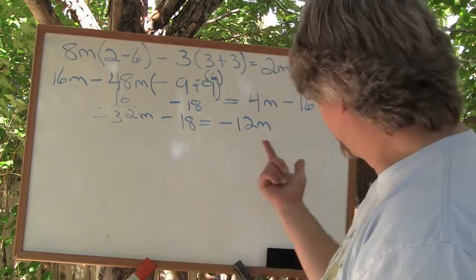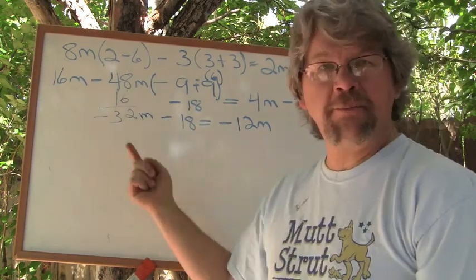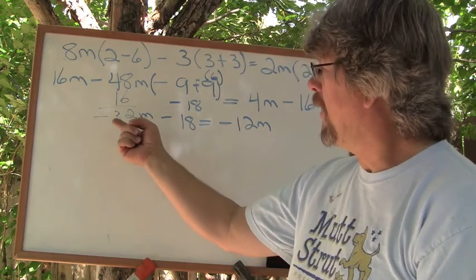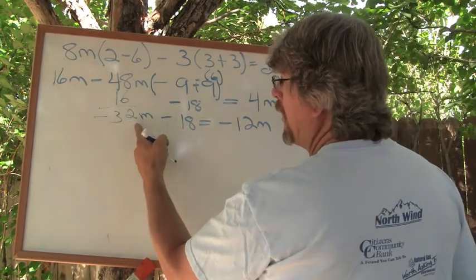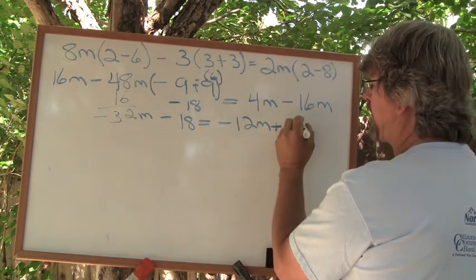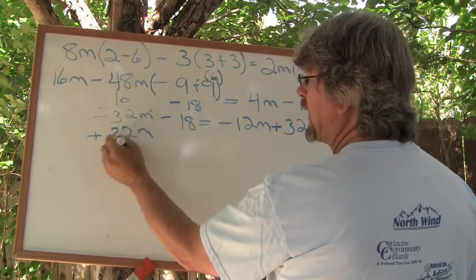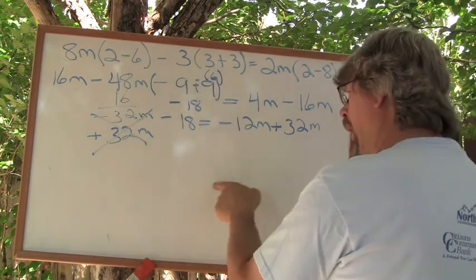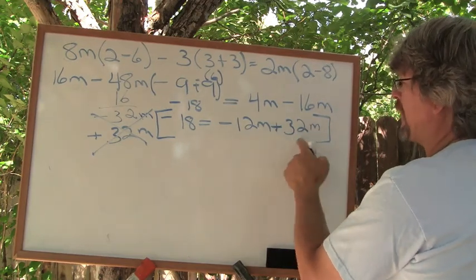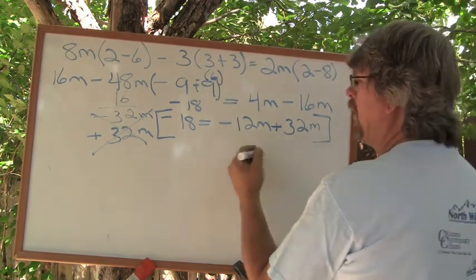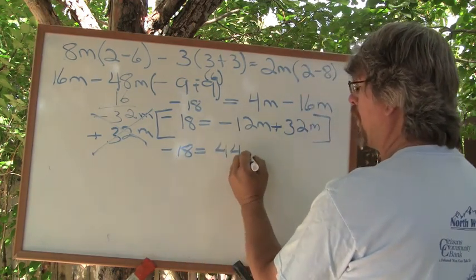Now we have m still on both sides of the equal sign with a negative 18. We want to put the m's on the same side, so let's bring the negative 32m over to here. We're going to add the 32m to get it to this side. If we add 32m here, it cancels it. And that's what we want to do. We want to pull it over to here. So that now we have negative 18 equals whatever these two equal. 32 and 12 is negative 18 equals 44.